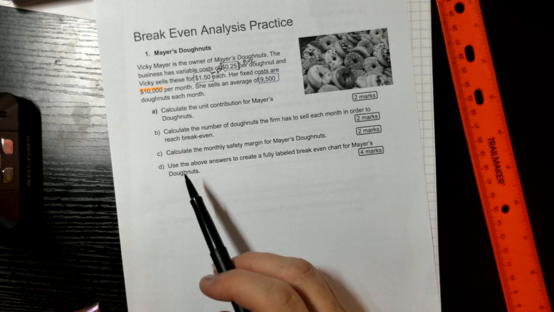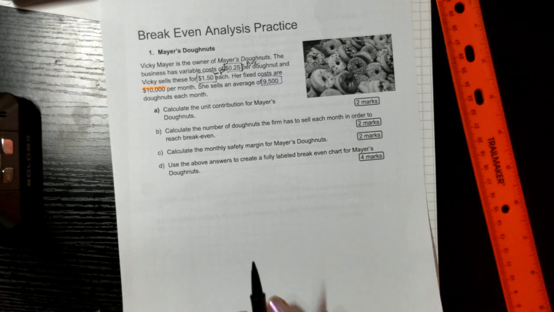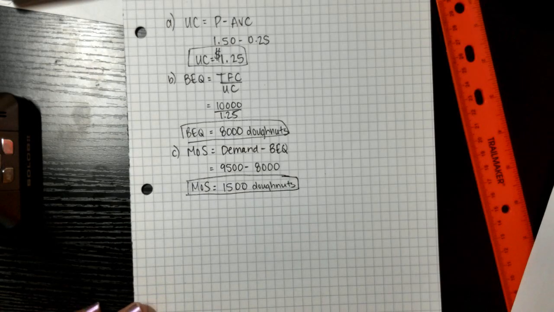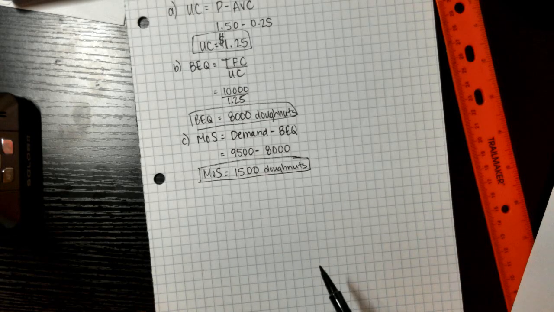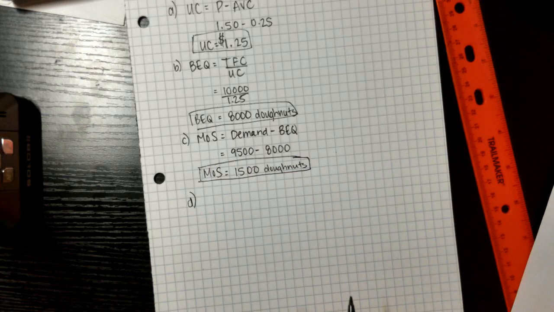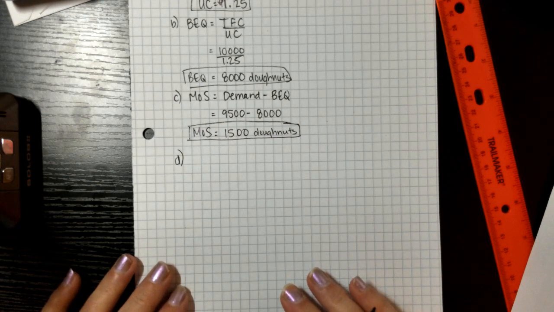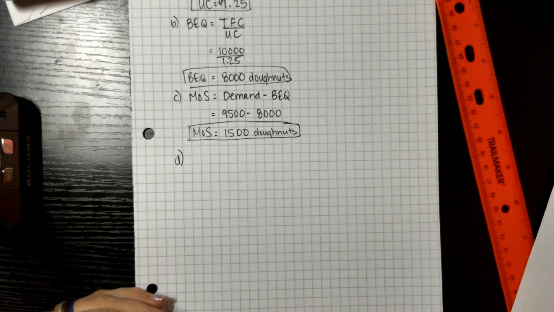Moving right along to D, using the above answers, create a fully labeled break-even chart for Myers Donuts. This is where it's going to get a little trickier, a little more complex, I guess, because there's a couple steps we have to do before we can actually do the chart for the break-even. So that's where we're going to start. For a break-even chart, the magic number is going to be 3. You're going to calculate 3 coordinates, and then you will plot 3 points on the graph, and then you will draw 3 lines through those coordinates.